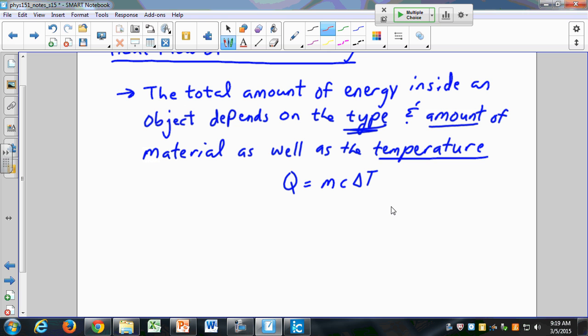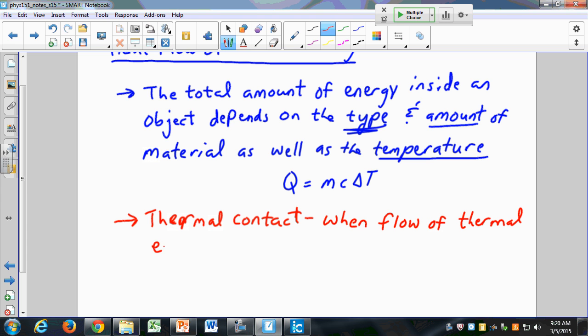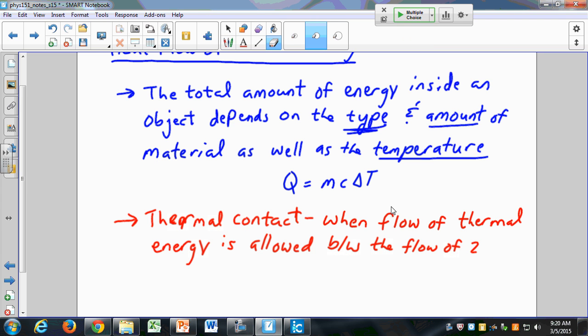We also need to define thermal contact. Thermal contact just means that when two materials are touching, and it allows for the flow of thermal energy. So when the flow of thermal energy is allowed between two objects. I'm sorry, I didn't have this written down.